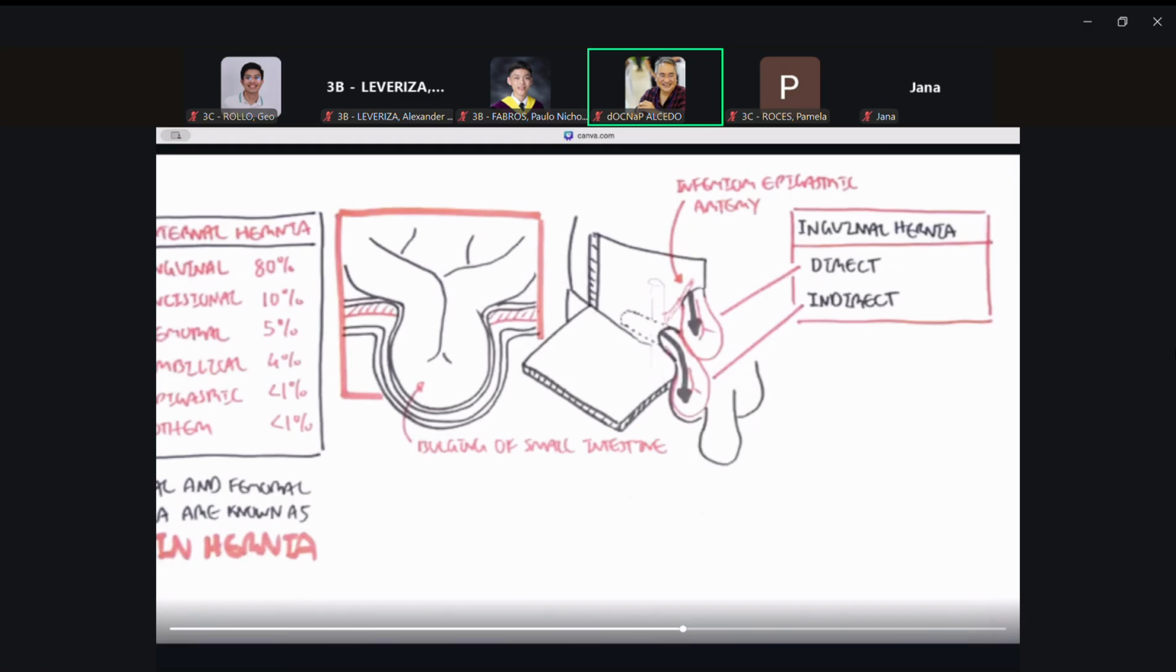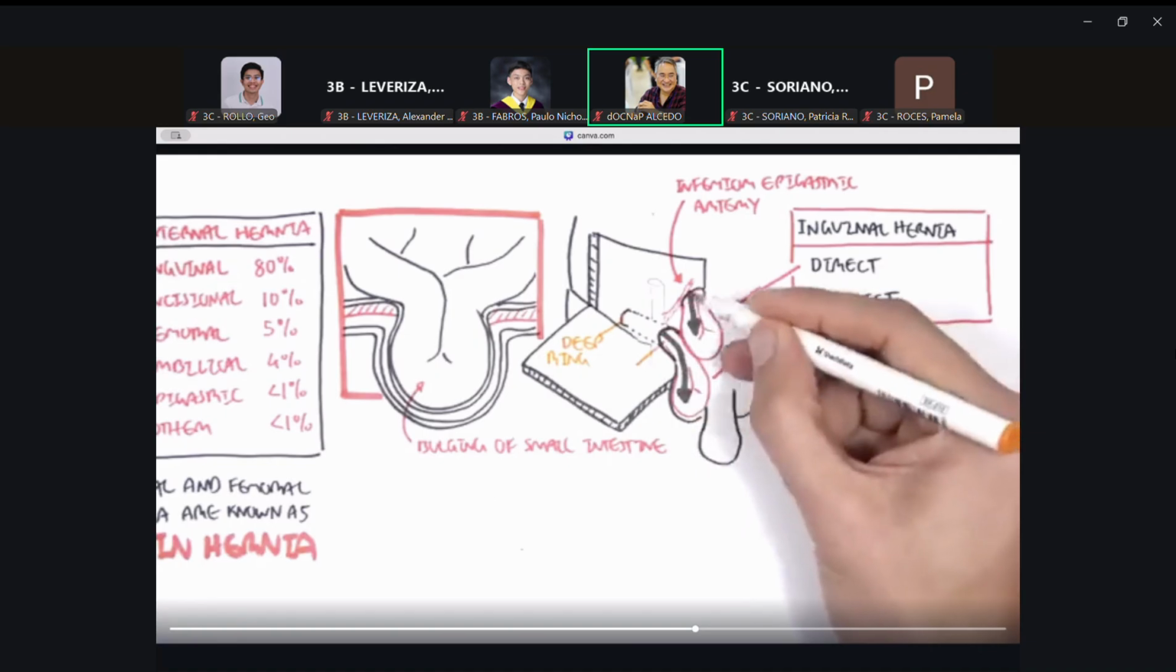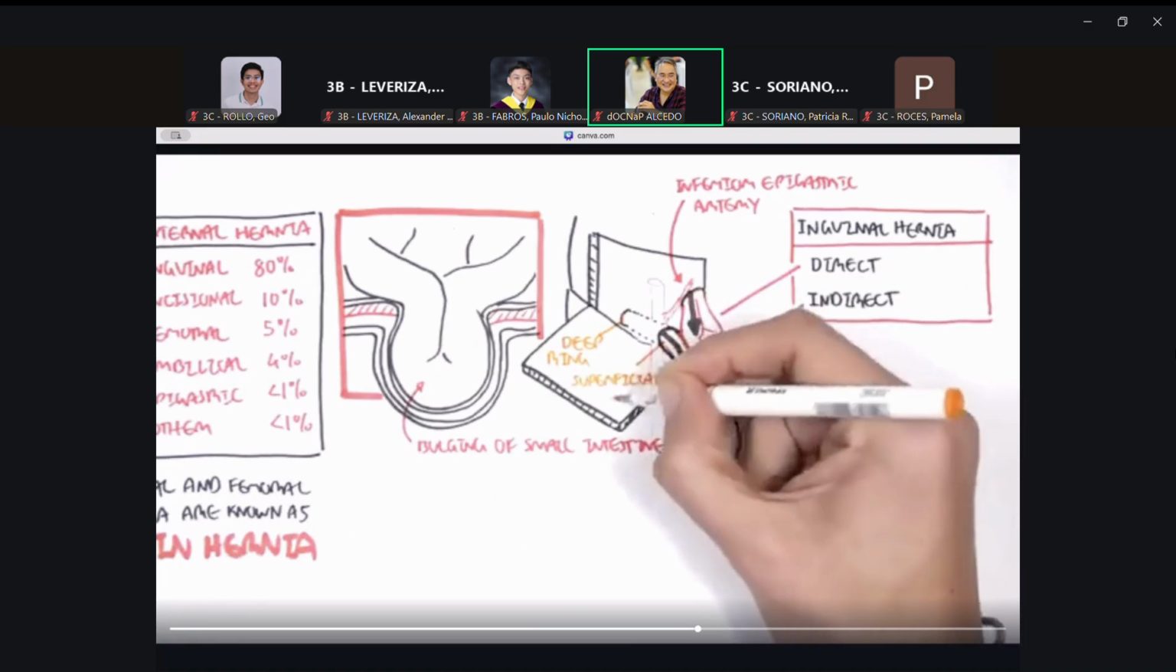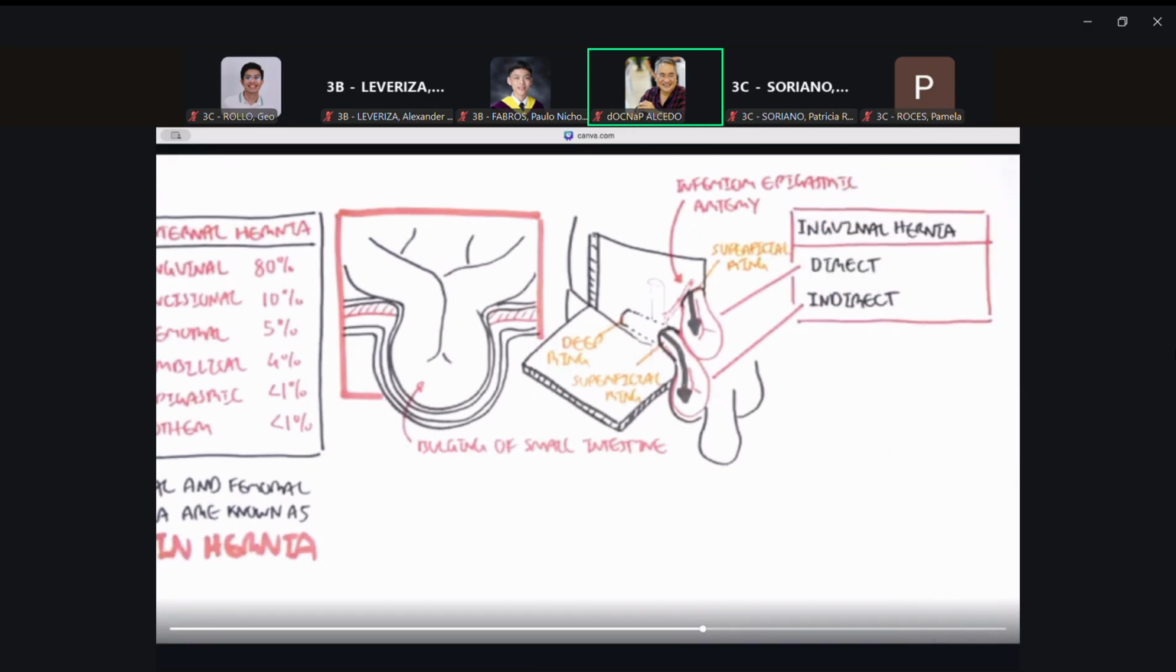Now, talking about indirect hernia, it follows the spermatic cord pathway, because an indirect hernia actually originates from the deep inguinal ring. It goes through the deep inguinal ring and the superficial inguinal ring. And so this is obviously the same pathway, the spermatic cord, and so the intestine will actually follow this pathway, follow the spermatic cord pathway, and into the scrotum.